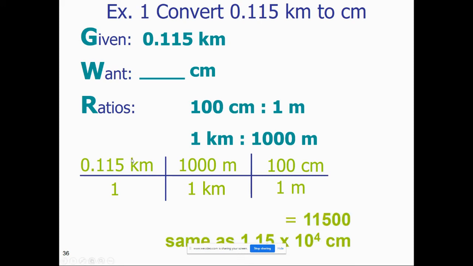So now it's a matter of entering it into our calculator. When you enter this into your calculator, you get 11,500 centimeters. You can put that in scientific notation. You can put it as 1.15 times 10 to the 4. You move that decimal 3 places. Remember, you need 3 significant figures. Our kilometers canceled out. Our meters canceled out. We're left with centimeters. That is our unit.